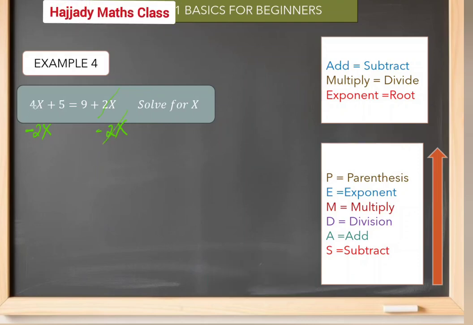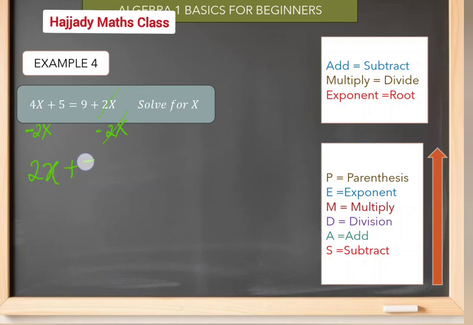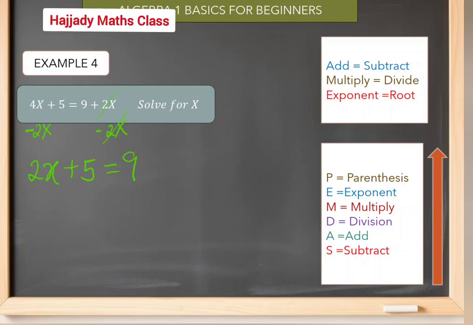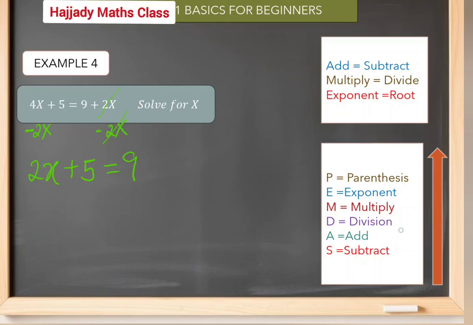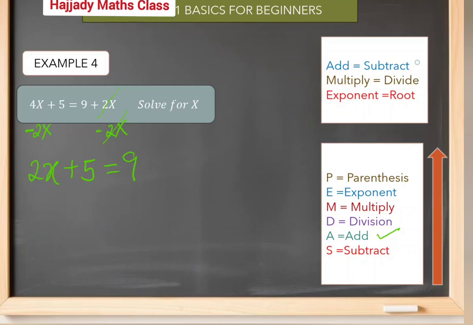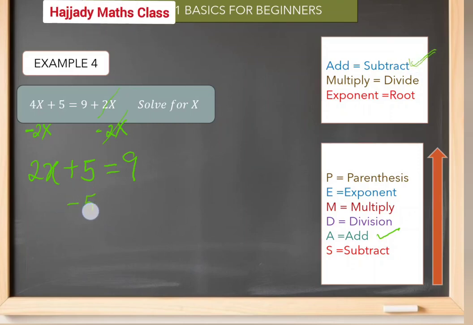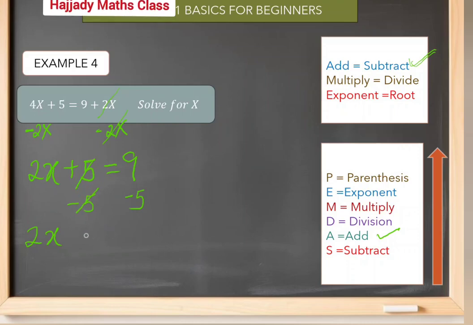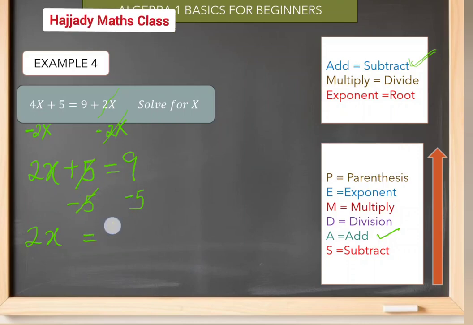And what else do we have? 4x minus 2x gives 2x plus 5 equals 9. Now we have this. What next? Like I said, using this rule of PEMDAS, subtraction? No. Addition? Yes, we have. If you have addition, what is the inverse? Subtraction. So you subtract 5 from both sides. And here we have 2x, the 5 cancels out 5, 9 minus 5 gives 4.